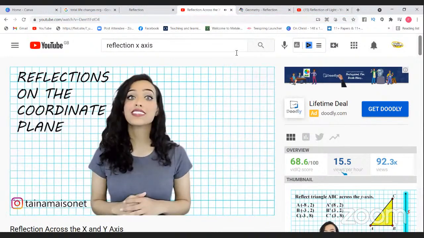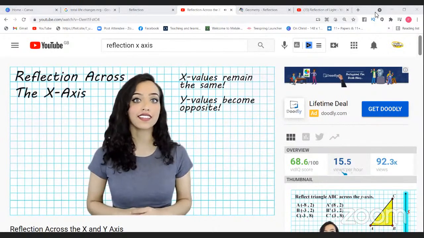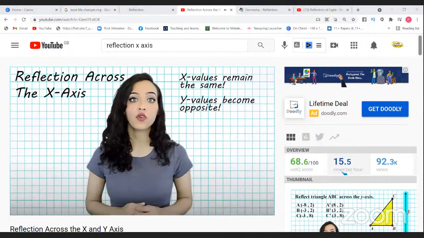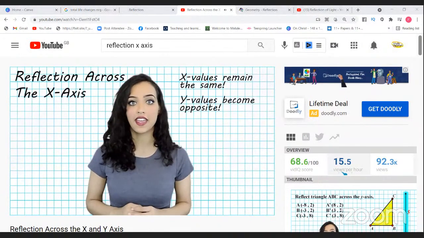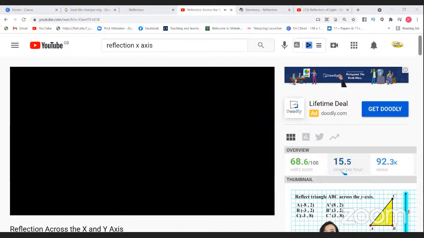The x or y axis, there is a simple rule that we can follow. Whenever reflecting across the x-axis, the x values of the original coordinates stay the same, and the y values become opposite. And when reflecting across the y-axis, the original y values of your coordinates stay the same, and your x values become opposite. All right, let's go ahead and demonstrate the rules of reflection with 2 examples. One reflection across the x-axis and one across the y-axis.